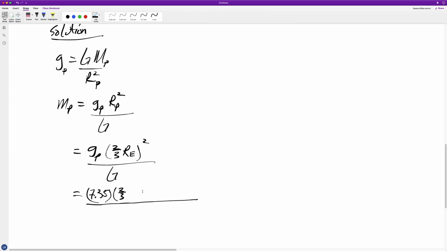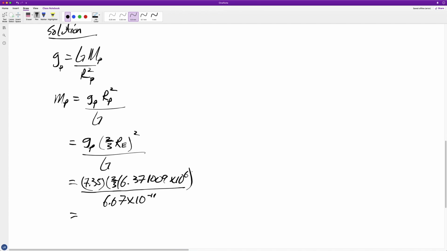7.35, 2/3 of 6.371009 times 10 to the 6, divided by what I call the pizza constant, which is 6.67 times 10 to the negative 11. And let's not forget to square that value, and also make sure we have the appropriate number of brackets. And we get a value of 1.98 times 10 to the 24 kilograms.